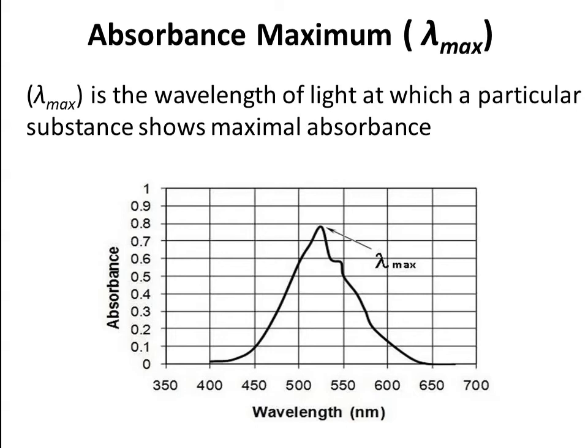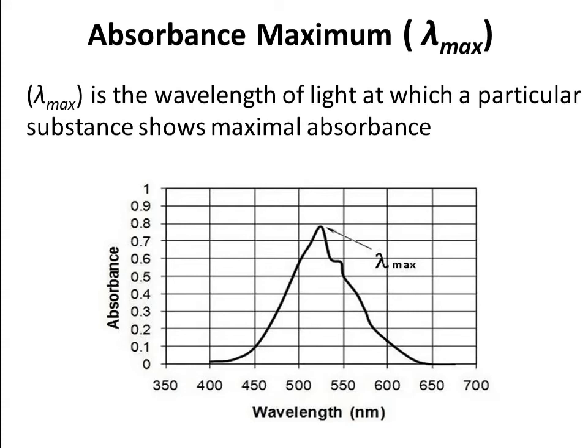Now, the extent to which a sample is going to absorb that light depends strongly on the wavelength of light. So the first task when analyzing a sample on the spectrophotometer is going to be to determine the absorbance maximum, or the lambda max. And lambda max is the wavelength of light at which a substance shows maximal or optimal absorbance. Now, the value of lambda max is characteristic for each specific compound, and it's important to know what the lambda max is for whatever substance you're analyzing in order to obtain the highest sensitivity of measurement.